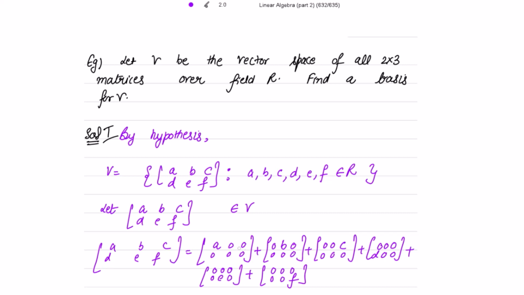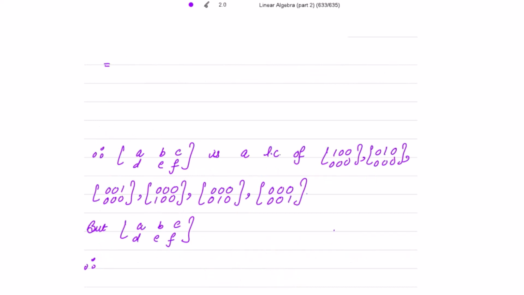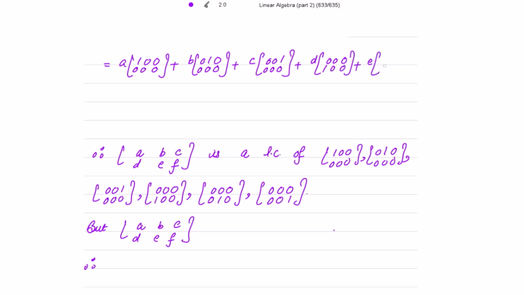And now taking A common from the first one, then taking B common, C, D, E, F, right? So taking all these common, I get 1 0 0 0 0 0 plus B 0 1 0 0 0 0, and then C 0 0 1 0 0 0, and then D 0 0 0 1 0 0, and then taking E common, this is 0 0 0 0 1 0, and then taking F common, I get 0 0 0 0 0 1. So if you look at here, we can see that this matrix A, B, C, D, E, F is a linear combination of all these matrices.